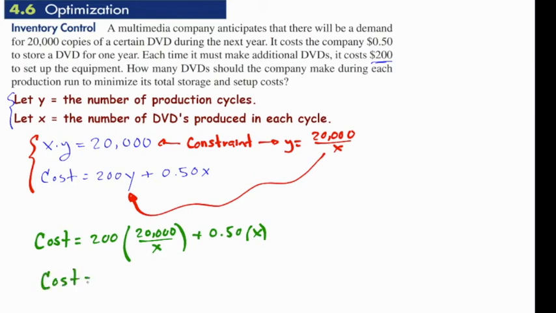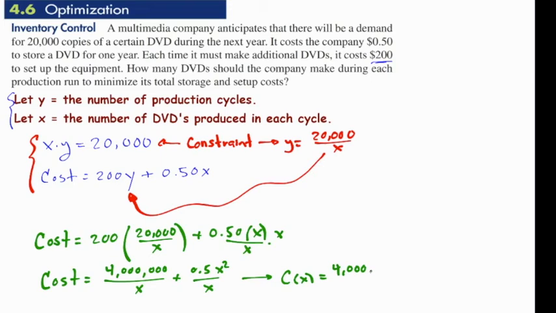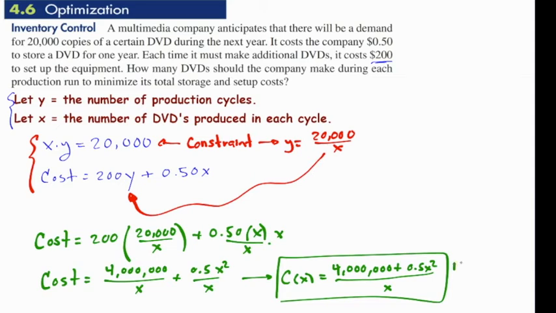And if we simplify this equation, we get 4 million over x. And we want to get a denominator of x here, so we'll multiply top and bottom by x. So we're going to add 0.5x squared over x. And now that we have a function of one variable, we can call it c of x equals 4 million plus 0.5x squared all over x. Now our goal for this cost equation is to minimize.